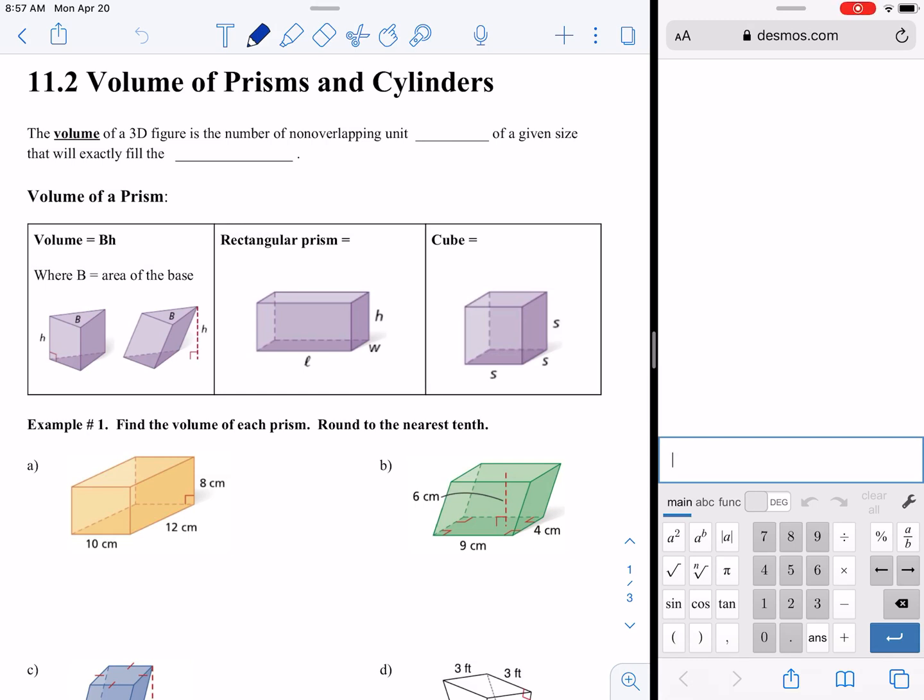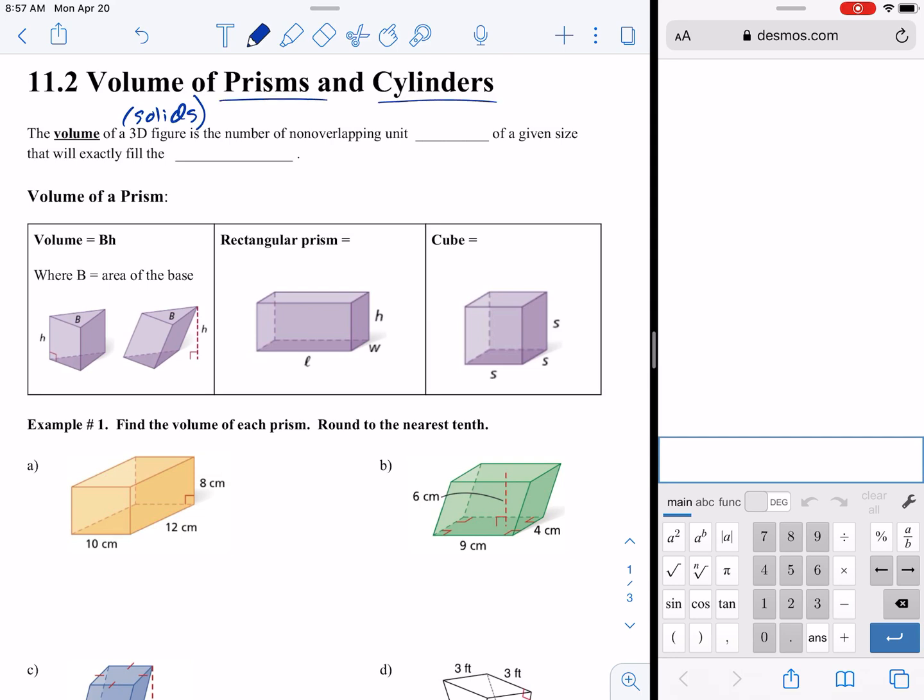Alrighty, everyone. So last section, remember Unit 11 is all on volume. Unit 10 was all perimeter and area, so two-dimensional flat shapes. Now we're working with three-dimensional figures, or remember another word for three-dimensional figures is solids. And we're finding the volume of specific solids. For this section, we're going to focus on prisms and cylinders.